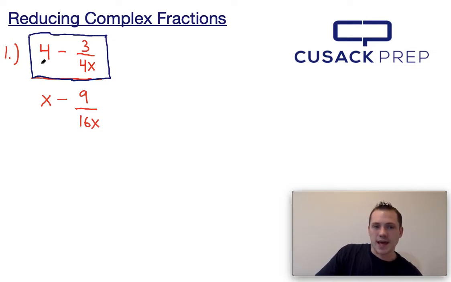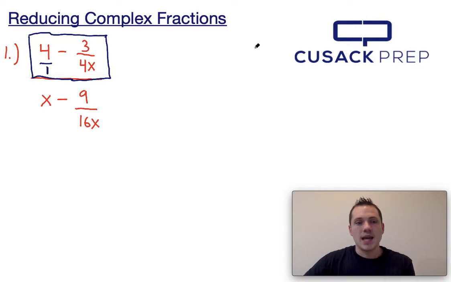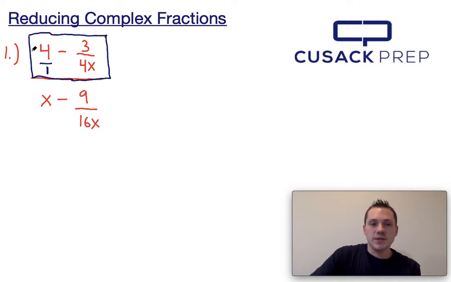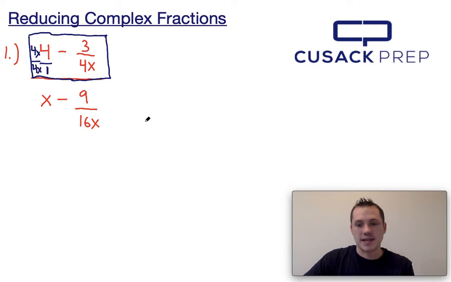The way that I do that is 4 is just the same as 4 over 1. Now, when we're adding or subtracting fractions, we have to find a least common denominator. Up here, that denominator would be 4x. So I have to multiply this by 4x over 4x so that I can make the denominator the same.